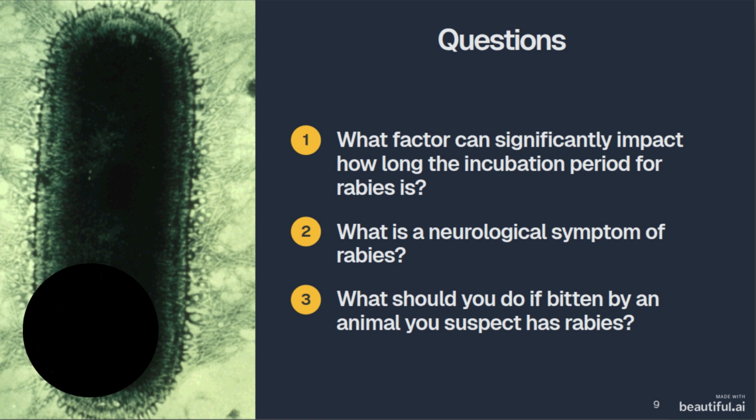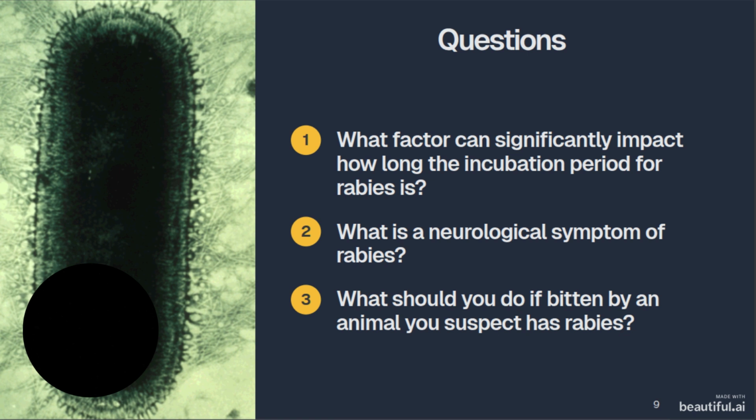2. What is a neurological symptom of rabies? This can be anything in furious or paralytic rabies. So you could say hydrophobia, paralysis, excessive salivation, violent outbursts, anxiety, depression, etc.